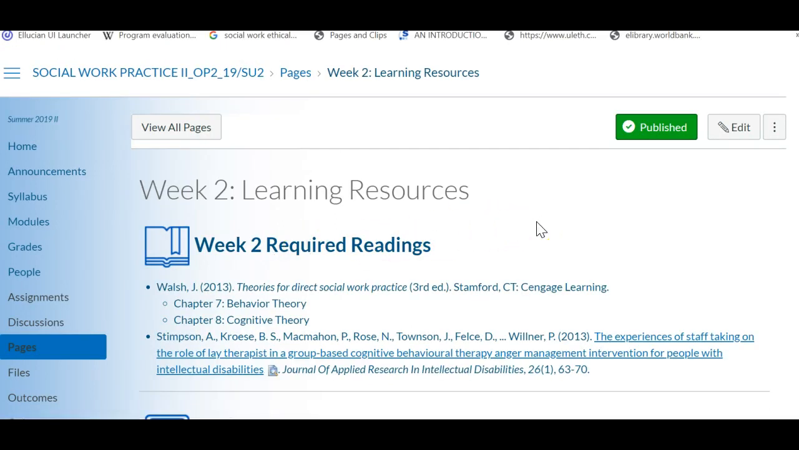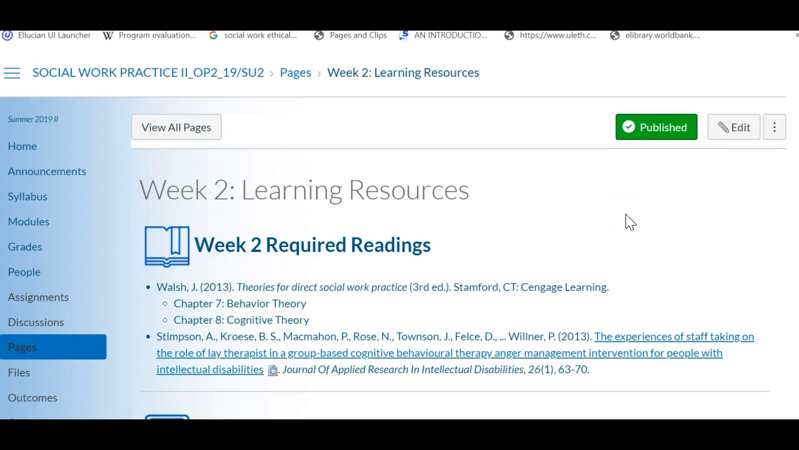Regarding learning resources, the required readings are the Walsh text, Chapter 7 and Chapter 8 on behavior theory and cognitive theory. If you were to focus on one set of readings this week, it would be these Walsh chapters. And the Walsh text will provide the basis for your understanding of the theories, as well as in terms of your papers for most, if not all, of the rest of the course.